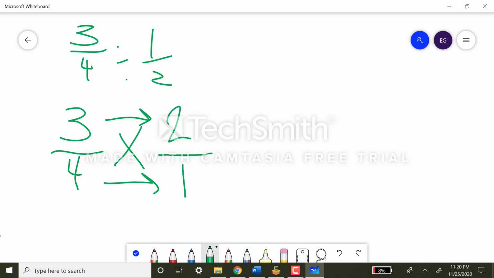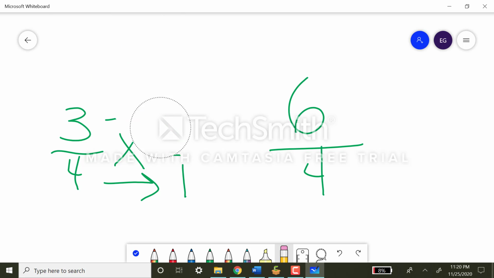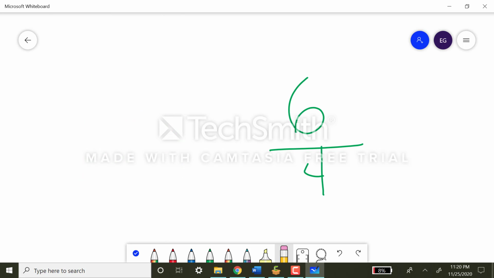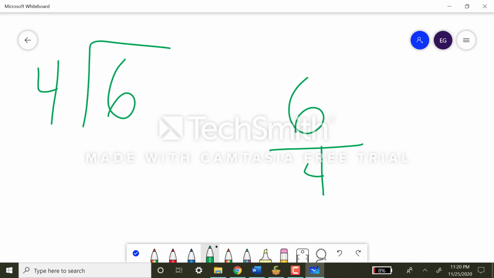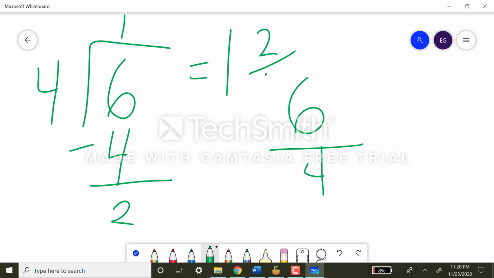And we multiply across, so 6 and 4. And this is an improper fraction, so we now need to make that into a mixed number to see how many dogs she can feed. So we'll divide 6 by 4. 4 goes into 6 once. Subtract and get 2. And there's your mixed number, 1 and 2/4. And that's how you divide fractions.